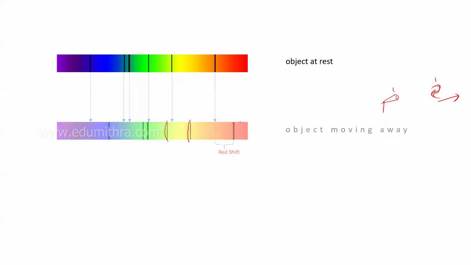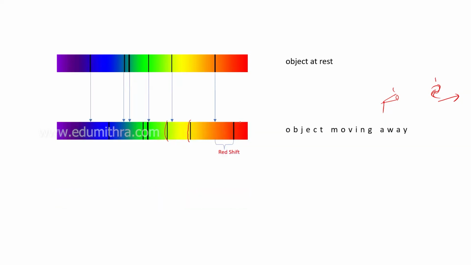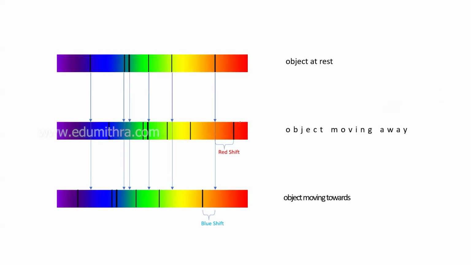Now the other case, if the object is coming towards you, again the spectral lines will be like this. The pattern won't change, the gap between the lines is fixed, but the shifting happens as a whole. Here the pattern is shifting entirely to the left side, and since blue is on the left side, it is shifting towards the blue side, so we call it the blue shift. Red shift is observed when the object is moving away from us, and blue shift is observed when the object is moving towards us.